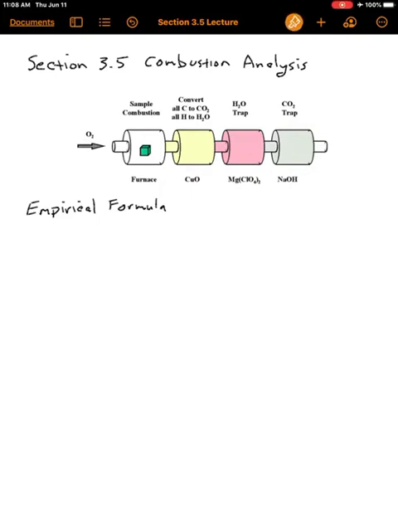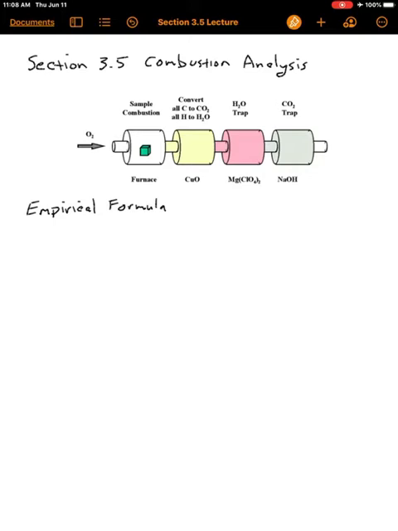Section 3.5, Combustion Analysis. This is a section that will show us how we can use a particular experimental apparatus to determine chemical information. The idea under combustion analysis is that we want to determine the chemical formula of an unknown compound.